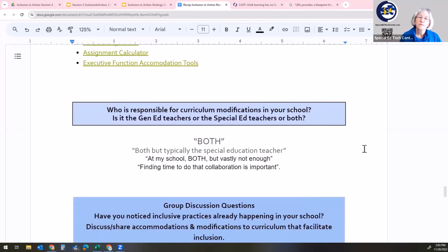We talked with you guys about who's responsible for curriculum modifications at your school. And what we know is that usually it's a partnership between general ed and special ed teachers. But oftentimes, special ed teachers are doing more of it, but we really want that to be an equal partnership, and finding time for that collaboration is really important.